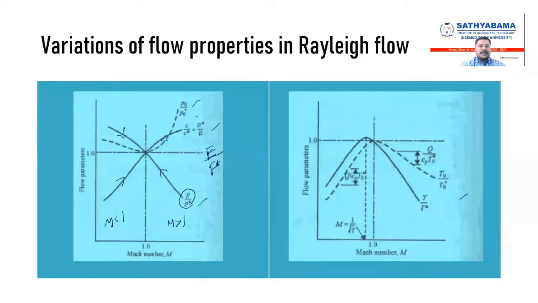And then we have the total pressure. When we talk about the total pressure, the total pressure decreases in supersonic flow, and the same total pressure is also decreasing for subsonic flow. So in both cases it is decreasing. This is the behavior of flow properties in a Rayleigh flow.